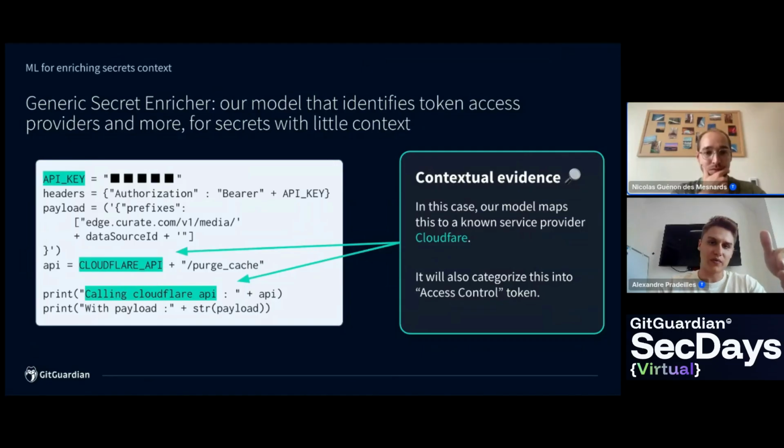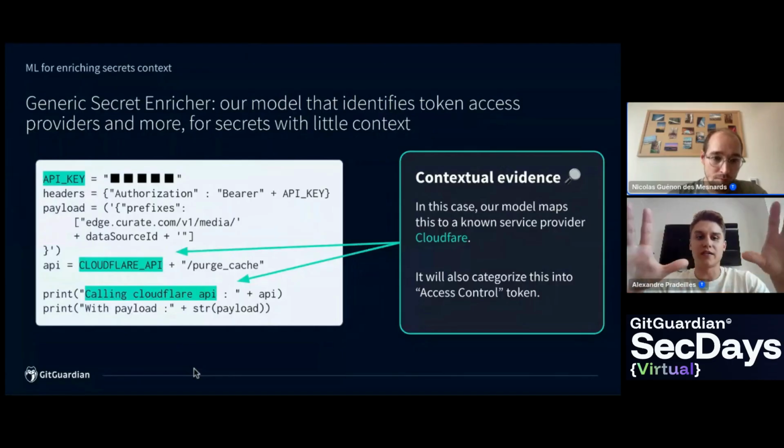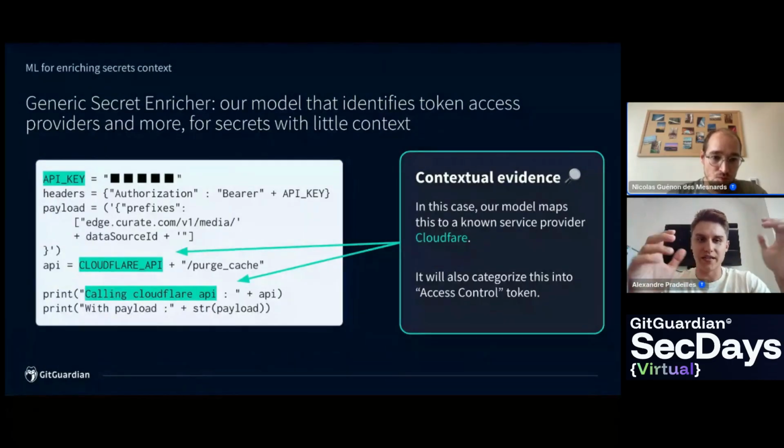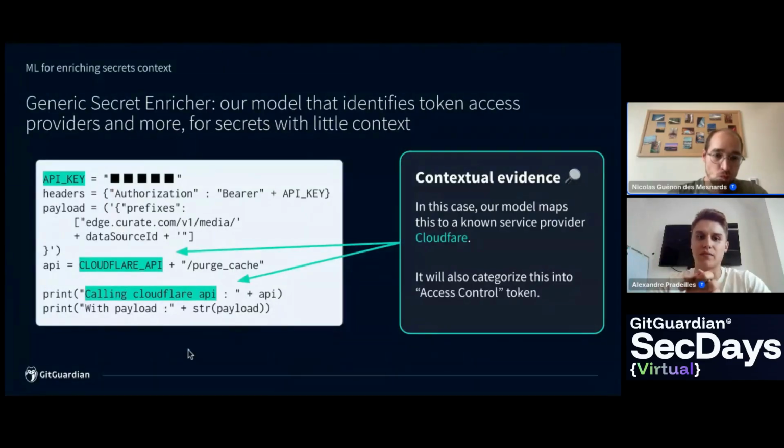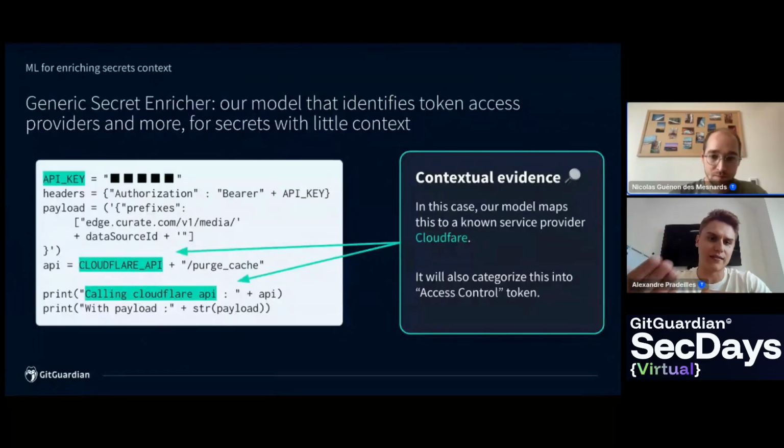So here we have an example. We have an API key, which is found by Token Scanner, our detection engine. And from the context, as a human, you can really easily find out that this is a Cloudflare API key, because you have the mention of Cloudflare as an API, and you can see that the key is used to gain access to this Cloudflare API.